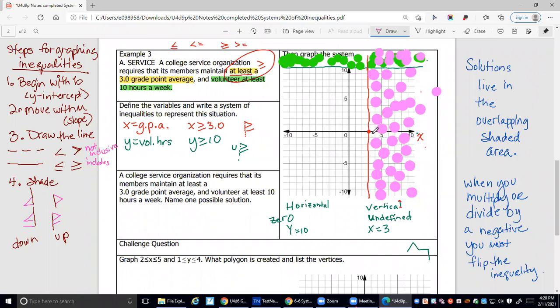Okay. So the next thing I want you to tell me is, a college service organization requires that its members maintain at least a 3.0 GPA and volunteer at least 10 hours a week. Please name one possible solution and put it as a coordinate pair, okay? As a coordinate pair.